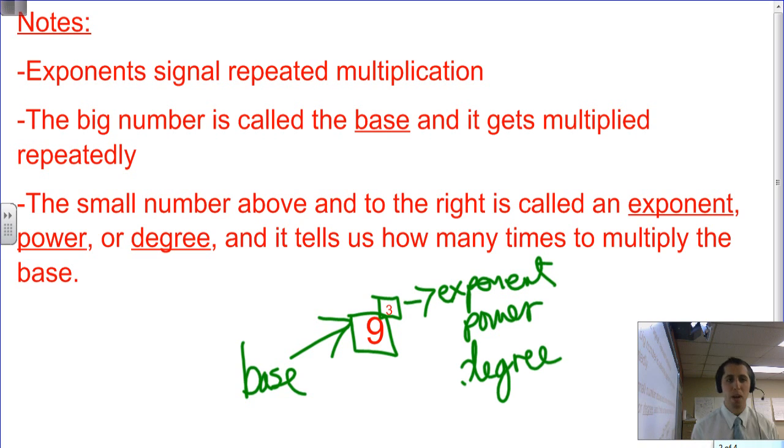So we have the exponent, the power, the degree. That tells us how many times we're going to multiply the base times itself. So in something like this, 9 to the third power, or 9 with an exponent of 3, or 9 to degree 3, we're never going to multiply 3. We're just going to multiply the 9 3 times is what's going to happen. And we're going to look at that in an example. So here we go. Make sure you have these notes.